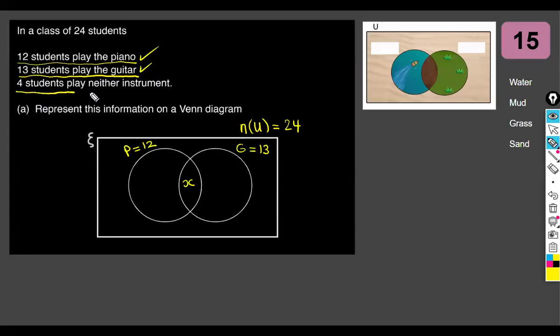And 4 students play neither instrument. They didn't say 4. I realize some people said the 4 goes in the middle, but you didn't read it properly. You just assumed that the 4 goes in the middle. They said 4 students play neither instrument. That 4 goes on the outside of the 2 circles, not in between the 2 circles. Right? Right.